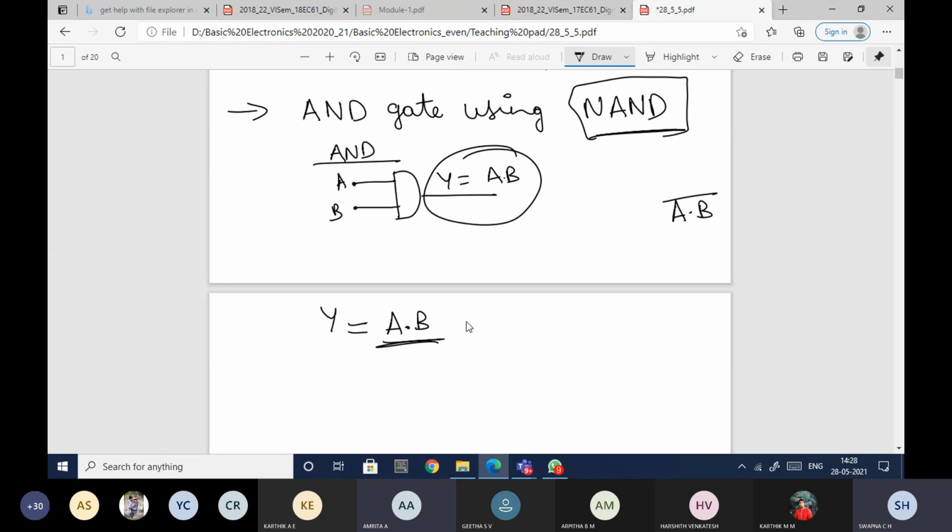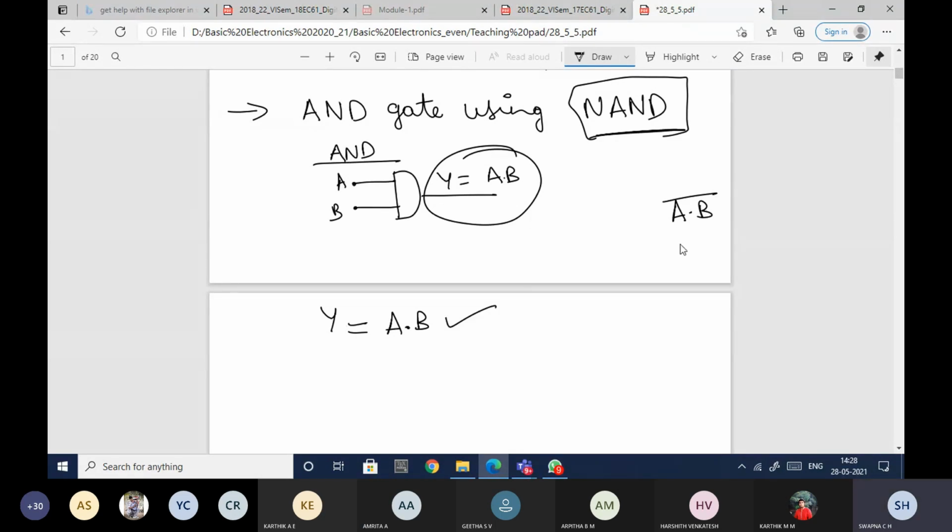No, ma'am. What is missing? Bar is missing. So can I put a bar like this? Can I put one bar? No, it will change the meaning. See, whatever alterations you are doing to this output equation, you can do, but it should not change the meaning.